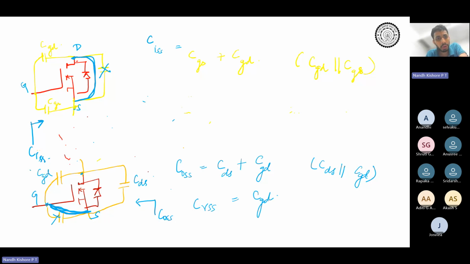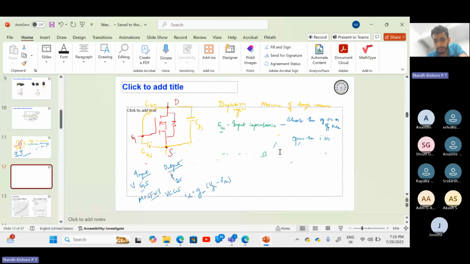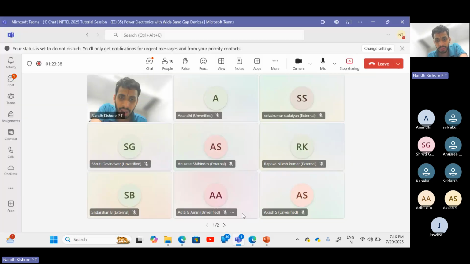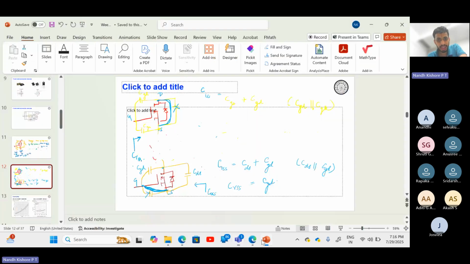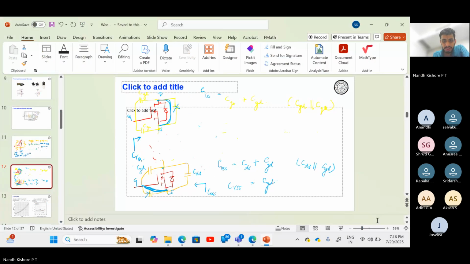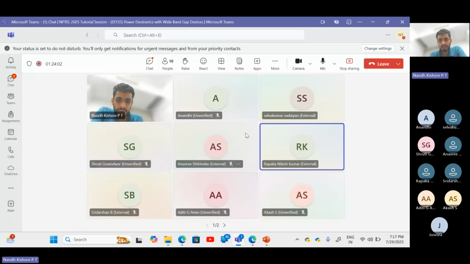Okay, any doubt over here? How did we determine CISS, COSS, and CRSS? I'll just pause here for a minute. Can you tell if this is fine? Is this fine then? Can we move ahead? Yes, sir, it's fine, sir. Okay.